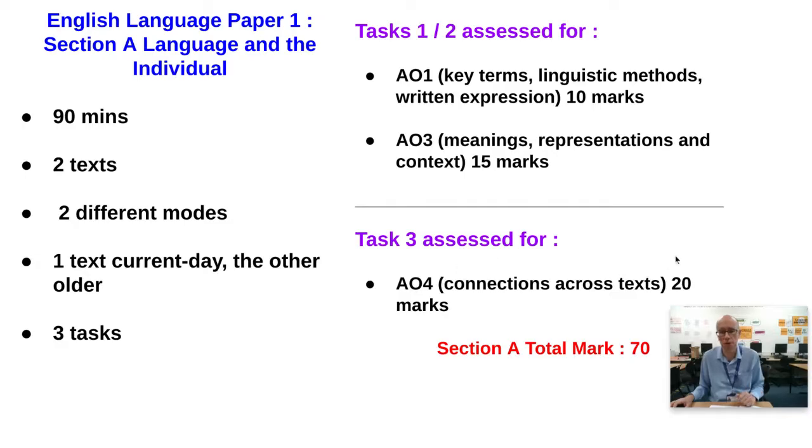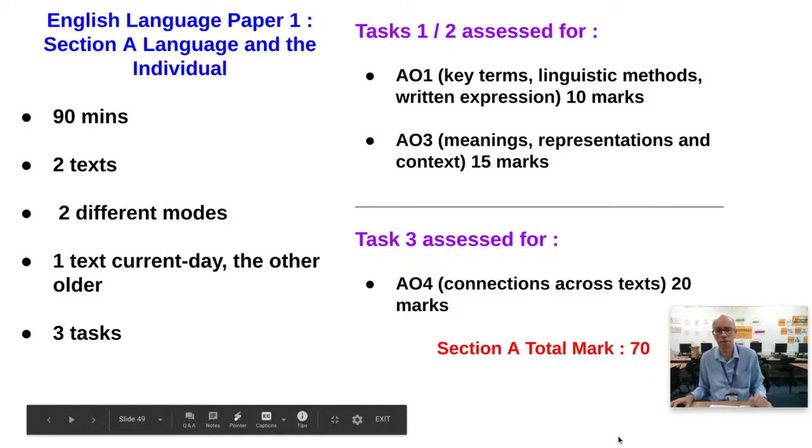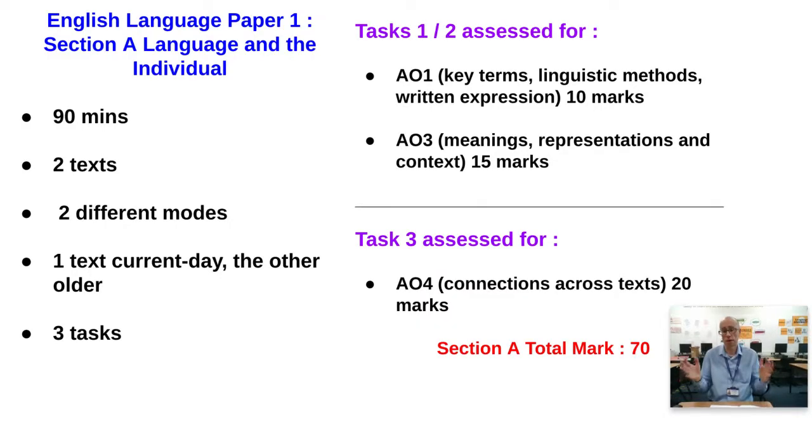Your task 3, the comparative one, has its own AO4, which is connections across texts. The whole thing gets a mark out of 70, which is then doubled. There's a total for English language A-level of 500 marks, and this bit in itself is worth 140. So it's worth more than the entire total of your original writing and your language investigation. So it's pretty important that you do it well.